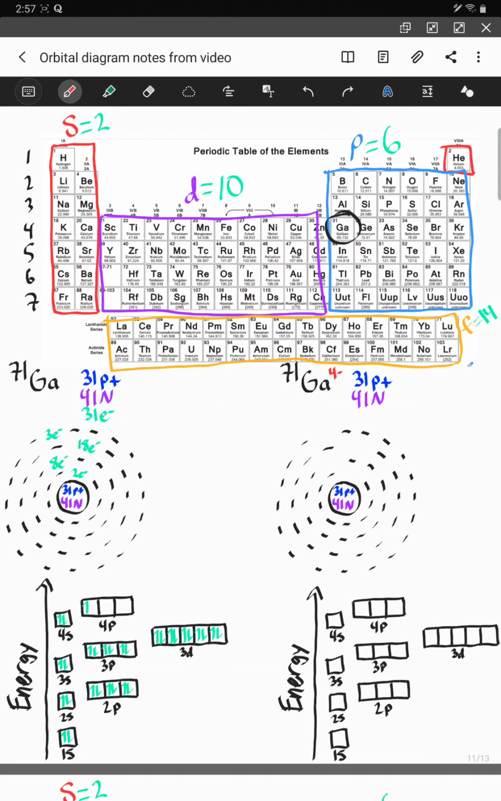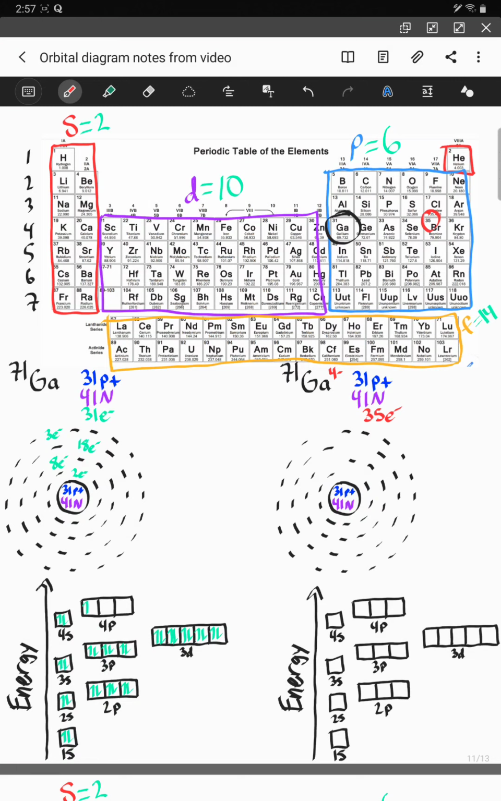So one way to do it is, well, let's first calculate how many total electrons. If we have 31 protons and we have a -4 charge, that means we have 4 more electrons than protons. So what is 4 more than 31? It is 35. So 35 total electrons. So you can find the element on the periodic table that has 35 electrons and then draw in the orbital diagram as if you had that element.